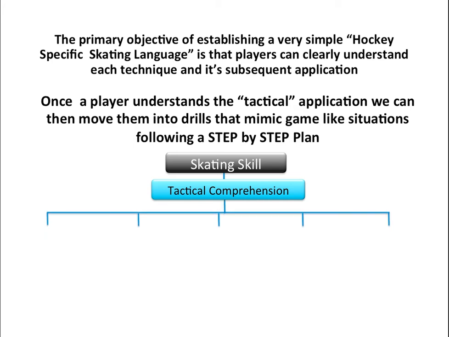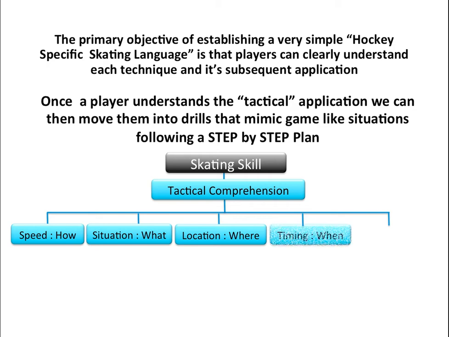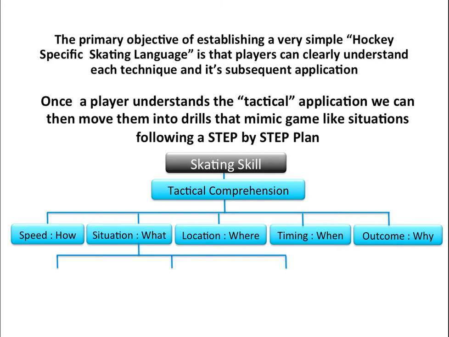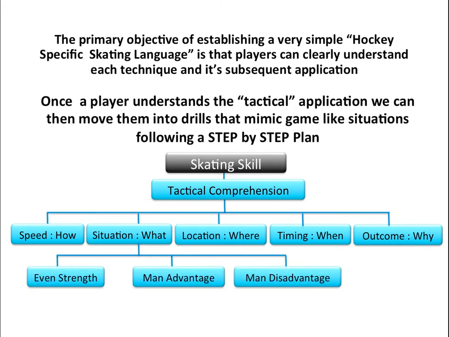realm. We break this further into speed or how, situation what, location where, so it could be the corner of the rink, down the sidewall, zone entry, timing as to when, it could be the outcome as to why, so why are we performing that specific skill in that situation. The situation would break itself down into obviously the even strength, man advantage, and man disadvantage situations.